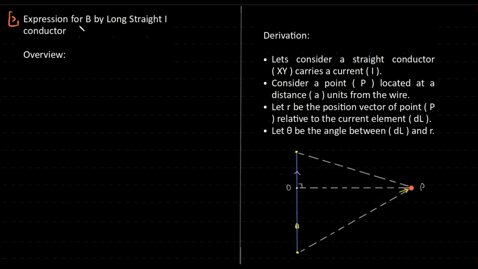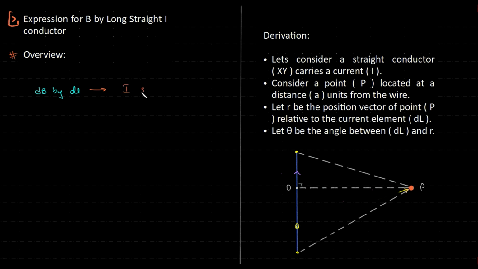So our heading is expression for magnetic field strength by a long straight current conductor. So, overview of the derivation. See, we know the idea of dB by dl. Now, if you think about it as per your right hand rule, what can we tell?